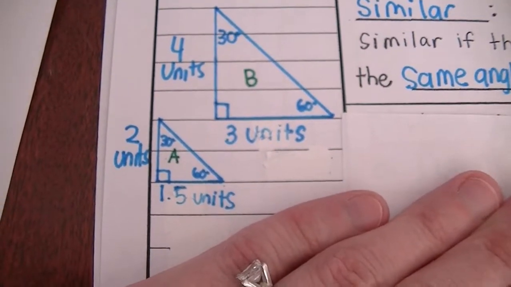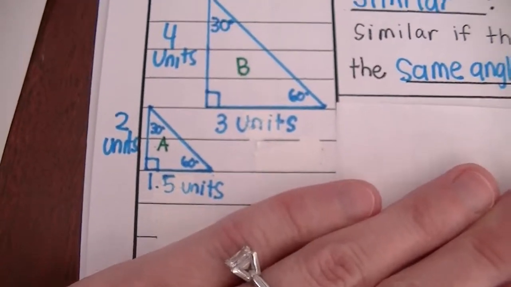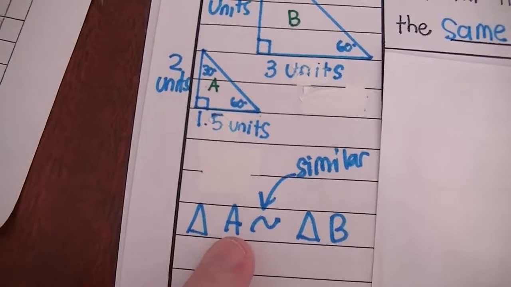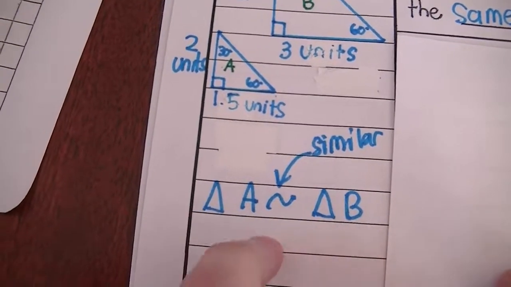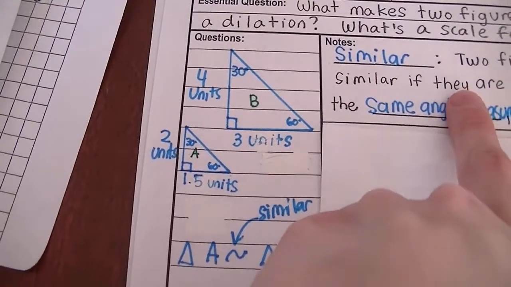So what you would do if you see two figures that are similar, you can write them out like this if they're triangles. That right there means triangle A is similar to triangle B. Go ahead and write that down, okay? So you have a nice little example to go with that definition.